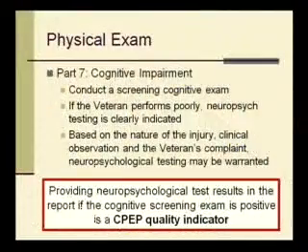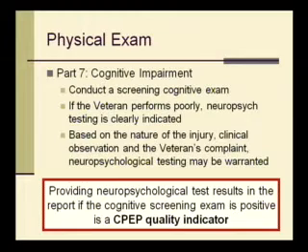Okay. Part 7, cognitive impairment. Conduct a screening cognitive examination. If the screening test or interview shows problems with memory, concentration, attention, or executive functions, neuropsychological testing must be obtained to confirm and assess the extent of cognitive impairment. If the veteran performs poorly on a screening test, neuropsych testing is clearly indicated.